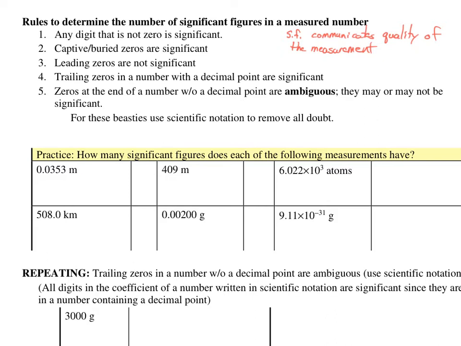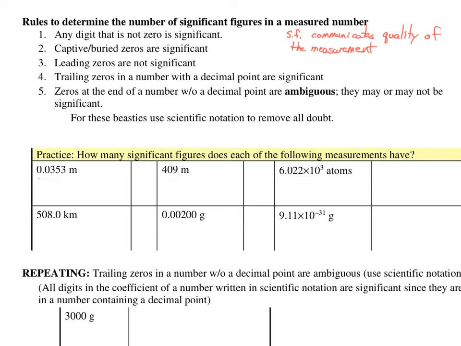Trailing zeros are problematic. This is the way I treat trailing zeros. If they are in a number with a decimal point, they are significant. For example, down here, these are trailing zeros in a number with a decimal point. They're going to count as significant. Zeros at the end of a number without a decimal point are ambiguous. We don't know if they are significant or not. And in this class, we're going to practice using scientific notation so we can unambiguously indicate whether or not they are significant. So we'll just practice quickly determining the number of sig figs in a measured number.